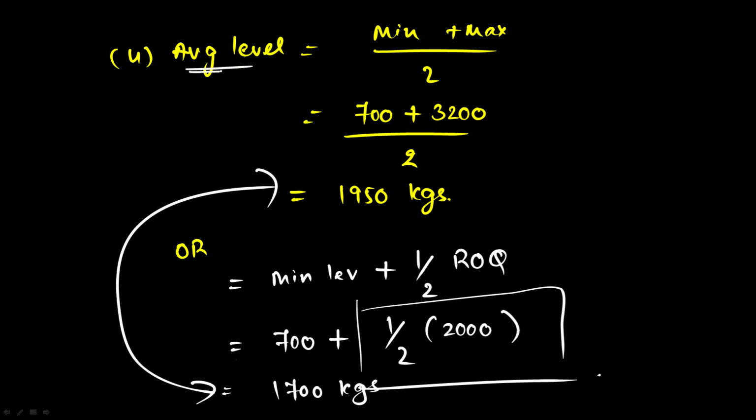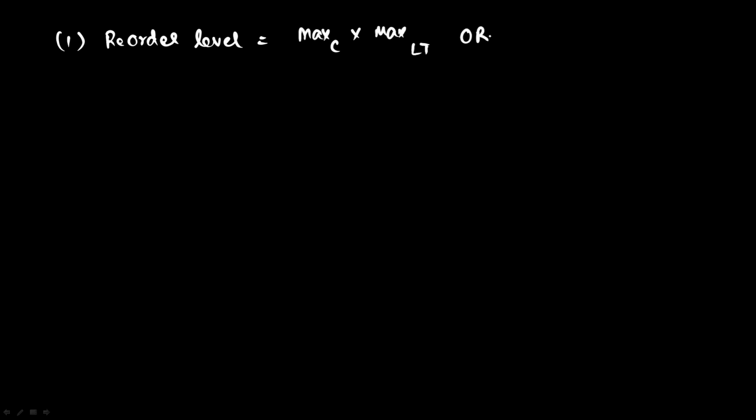And this will be your average level. So we are summarizing all the formulas of minimum, maximum, reorder level and average level. Number 1, reorder level. Give me 2 formulas. It is maximum consumption into maximum lead time, or safety stock plus lead time consumption.